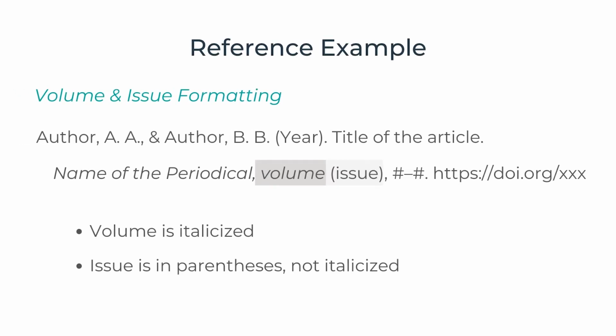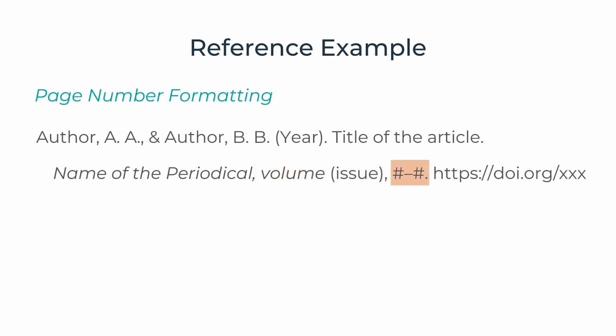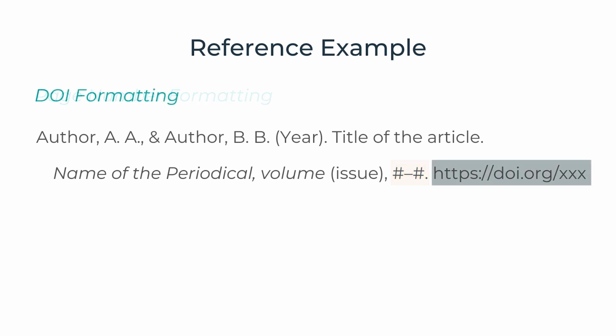Then, use a comma, followed by the volume number in italics. If there are issues, immediately put the issue number after the volume number, in parentheses, without any italics. Then you'll use a comma, followed by the page range, then another period. Finally, to make it as easy as possible for another researcher to find the article, you'll end your journal article citation with a digital object identifier, also known as a DOI. This identifier can be put into any web browser to bring up the article for other researchers.